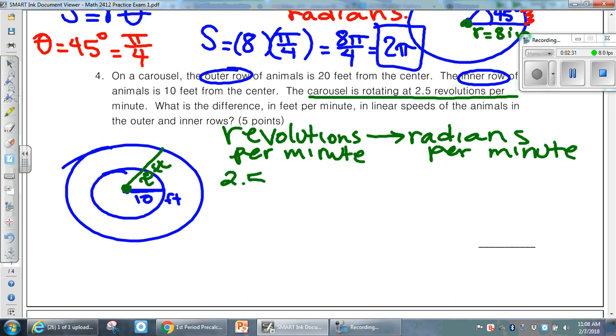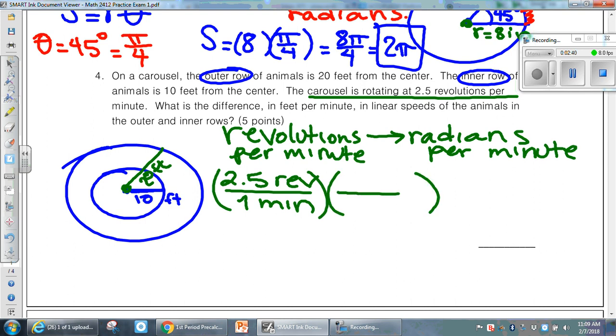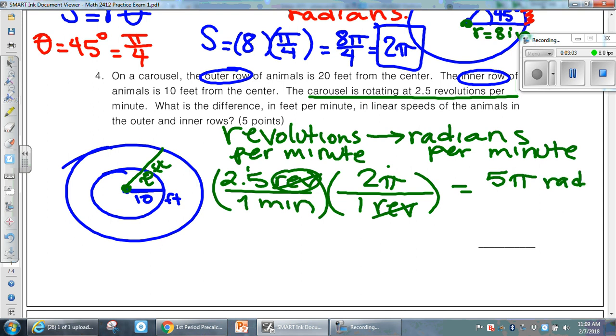So 2.5 revolutions in 1 minute. And we want to cancel what? Revolutions, right? Revolutions are on top, so we need to put 1 revolution is equal to 2 pi. 1 turn is 2 pi. You guys know that very well by now. So here the units will cancel, and if you multiply 2.5 times 2, we get 5 pi radians per minute.